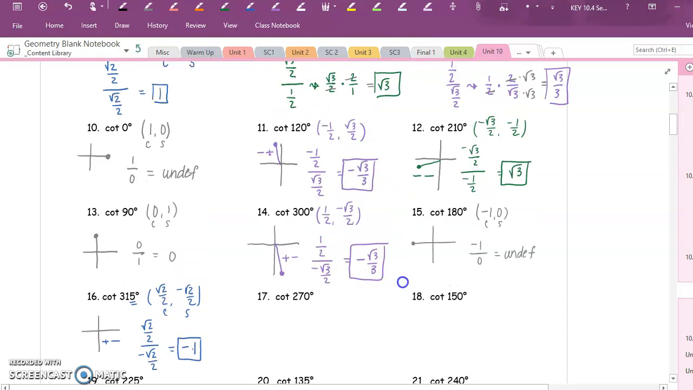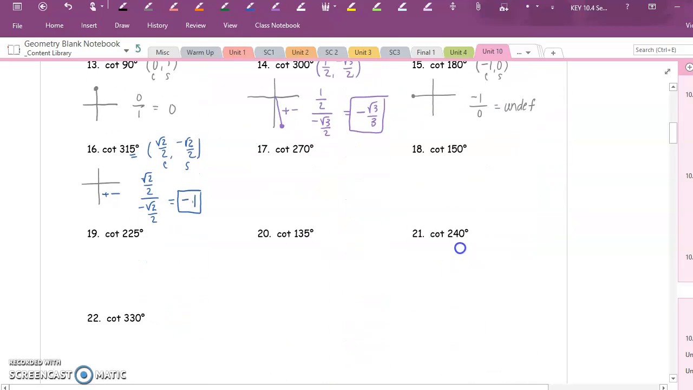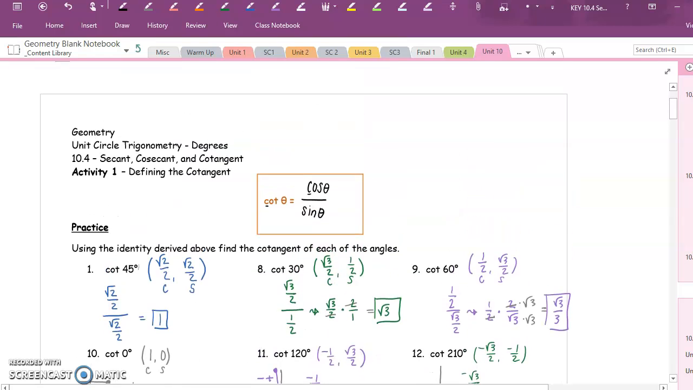If you would like practice all on your own, you can take a look at the practice sheet and practice all of these. I'm going to post the rest of the answers in the content library. And this is for cotangent. So cotangent is cosine divided by sine.